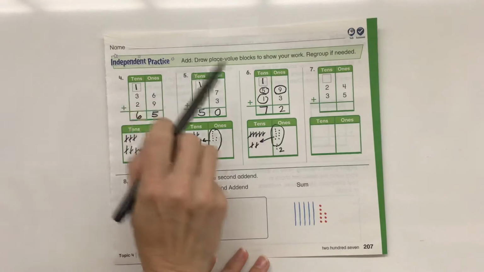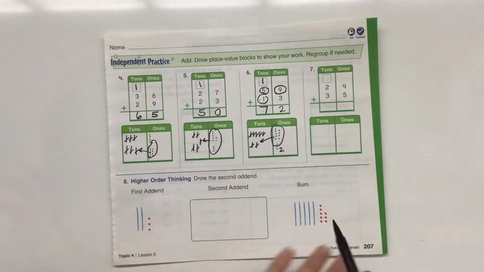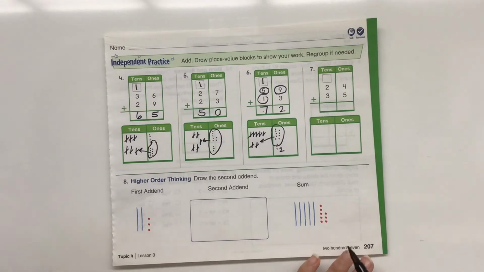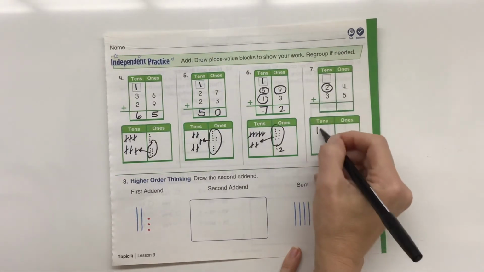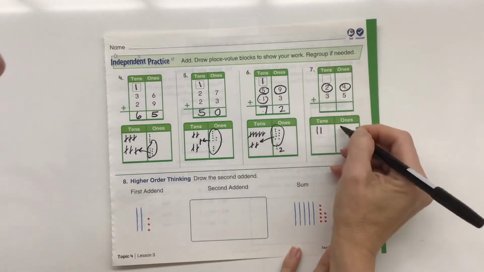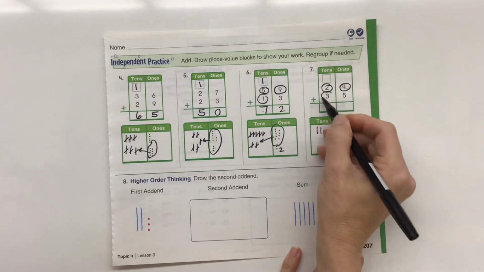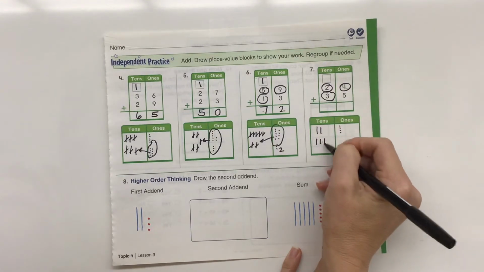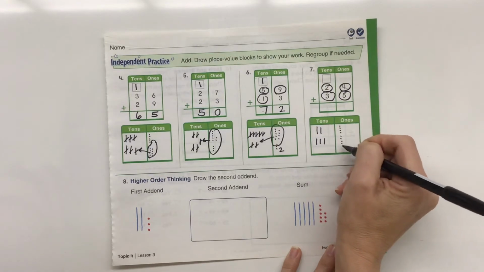We can check it up here too. 1 plus 5 is 6, plus 1 more is 7. All right, we're almost done with our independent practice. 24 is 2 tens, 1, 2, and 4 ones. 1, 2, 3, 4. And then 35 is 3 tens, 1, 2, 3, and 5 ones. 1, 2, 3, 4, 5.